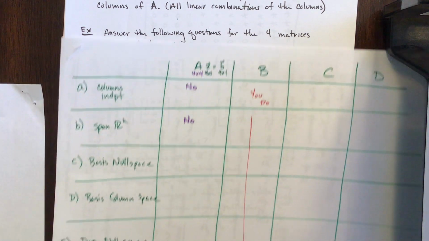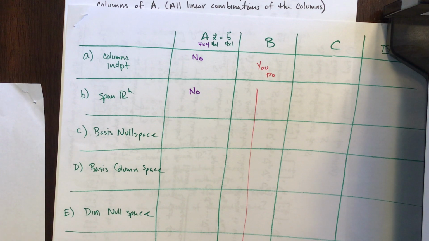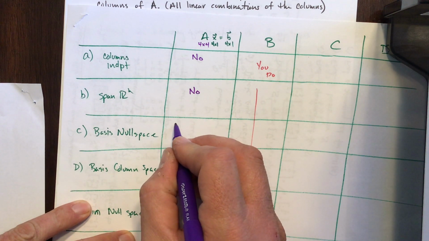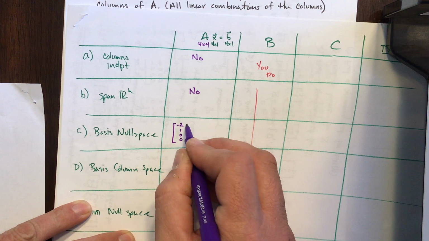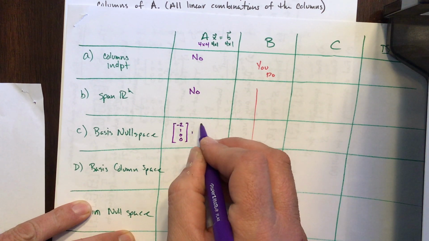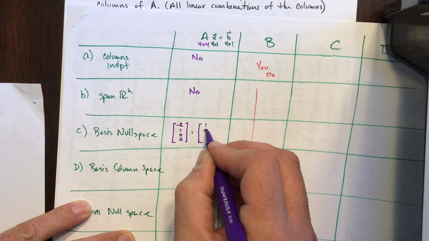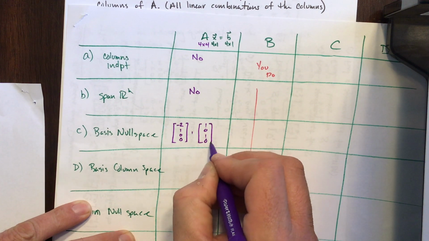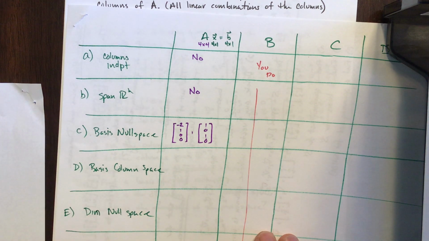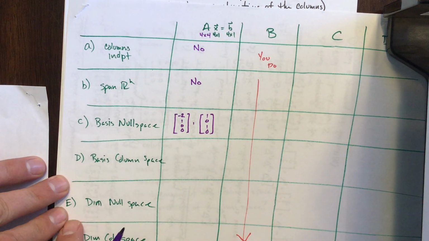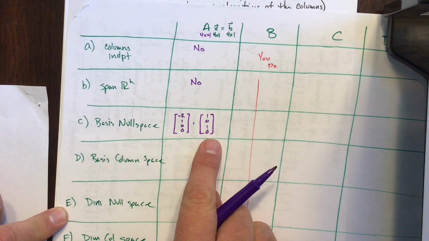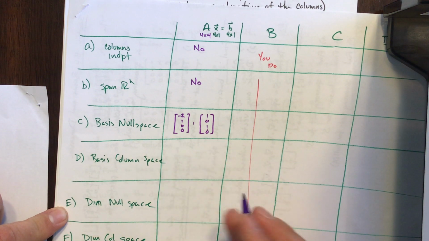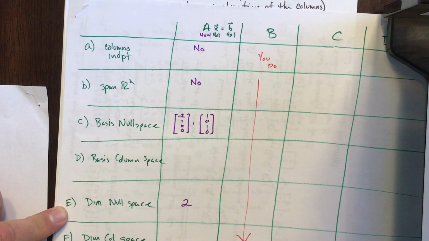So the answer to this question, the basis of the null space of A, is going to be the vectors negative 2, 1, 0, 0, and the vector 1, 0, 1, 0. And the answer to that is going to help us solve the fifth question. What is the dimension of the null space of A? Well, how many vectors form a basis for the null space of A? That's 2, so the answer here is 2.